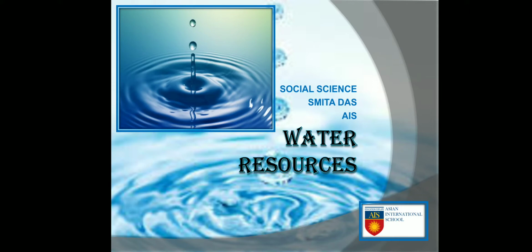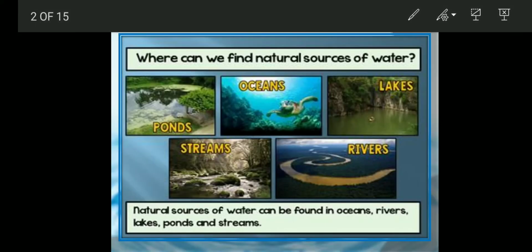We all know water is life, right? So let us see what are the sources of water. Where can we find natural sources of water? We can find them in the ponds, oceans, lakes, streams, rivers. These are the sources where water exists naturally.